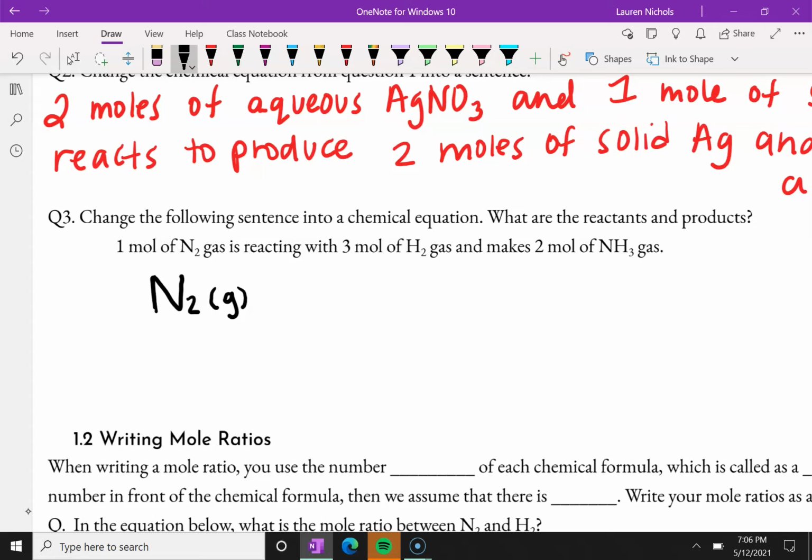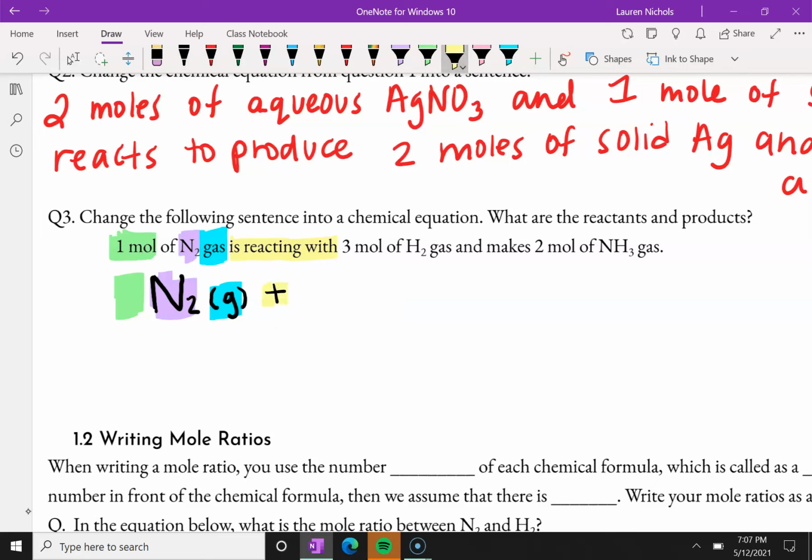Now, normally I would put the number of moles in front and I would put a 1 there. However, chemists are kind of lazy when it comes to the number 1, and we don't actually write anything. So we would leave it blank. So the 1 is represented by this blank here. The N2 is our formula, and the state of matter is right here. Now, the "is reacting with" is basically "and," right? So that's our plus sign.